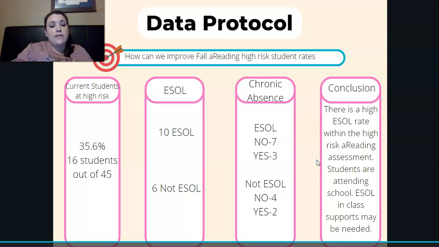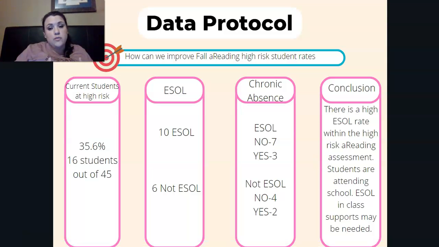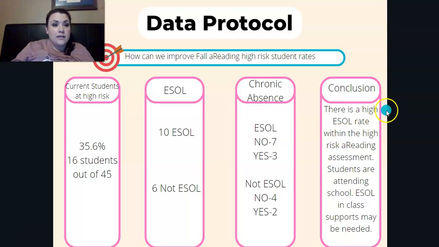So it doesn't seem like there is a huge correlation between absences and being at high risk. So my conclusions were that there is a high rate of ESOL students in that high-risk category of the A reading assessment. Students that are attending school, the ESL/OL students in class may need supports greater than what we are given.